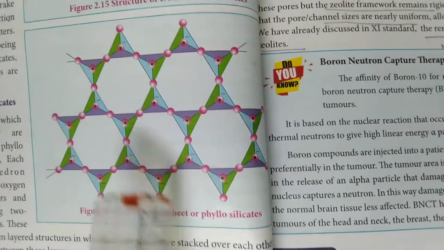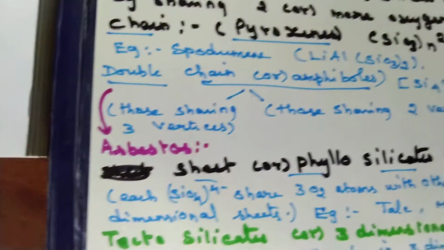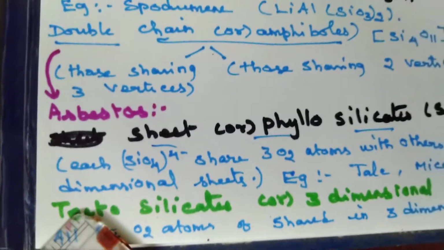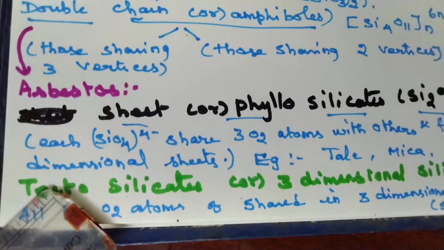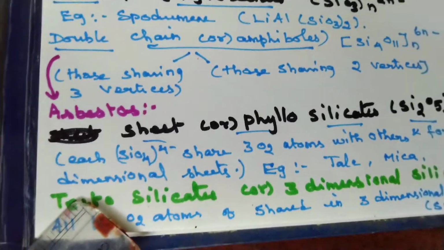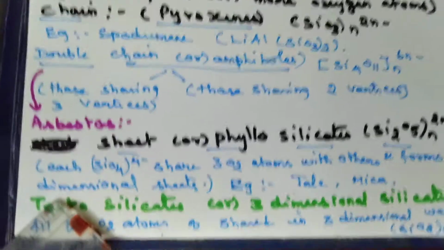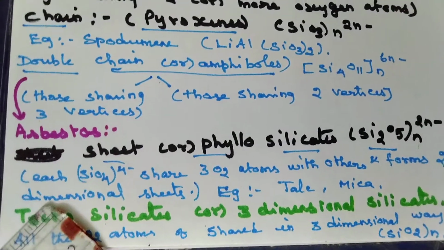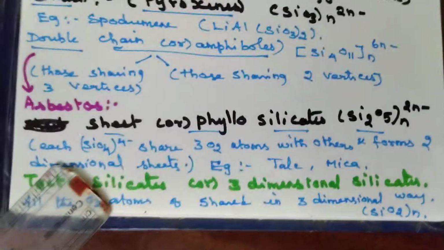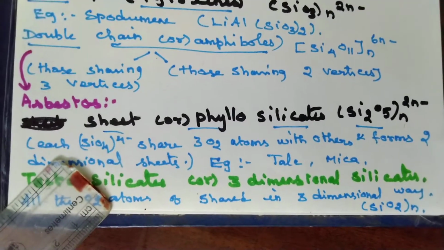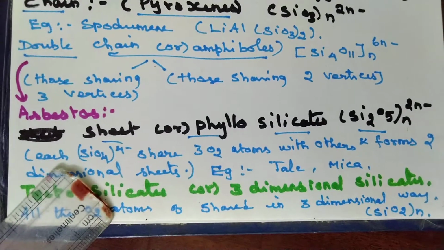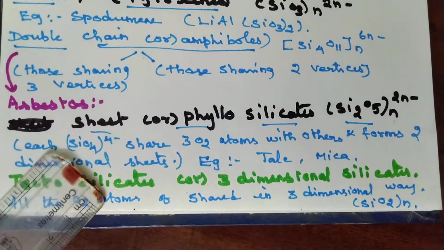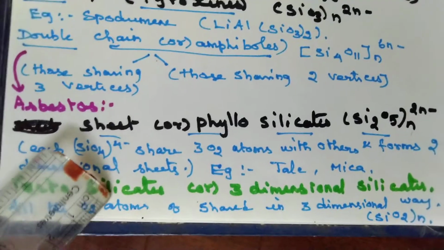And the last one is the 3-dimensional silicates, also called tectosilicates. Here the silicate units are combined with one another by sharing all their oxygen atoms in a 3-dimensional way. An example for this one is quartz. These can also be aluminosilicates, by replacing silicate units with aluminate units, AlO4 5-. Examples, zeolites and feldspar.